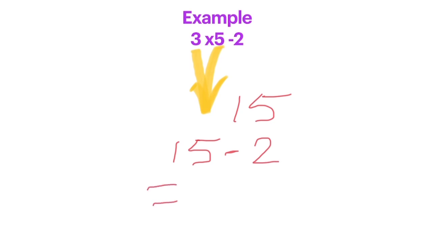Now look at another example. First step is 3 times 5 equals 15. Now second step, 15 minus 2 equals 13. So the final answer is 13.